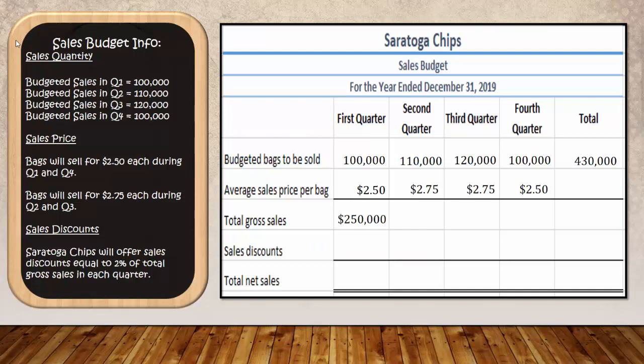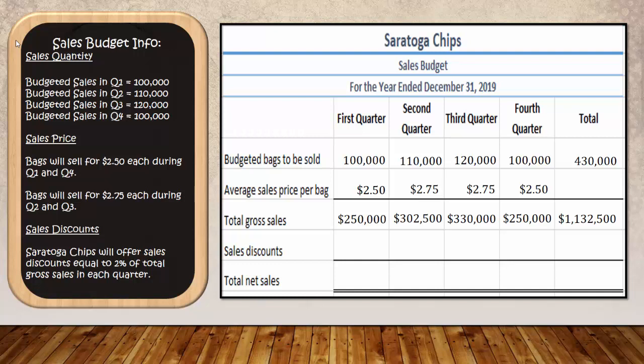So during the second quarter, we take 110,000 bags to be sold. We multiply that by our $2.75 average sales price per bag, and we expect to generate total gross sales of $302,500 during the period. During the third quarter, 120,000 bags to be sold at $2.75 a piece means we're going to have total gross sales of $330,000, and in the fourth quarter, our total gross sales are going to drop back down to $250,000. All in all, we expect to have $1,132,500 worth of gross sales during 2019.